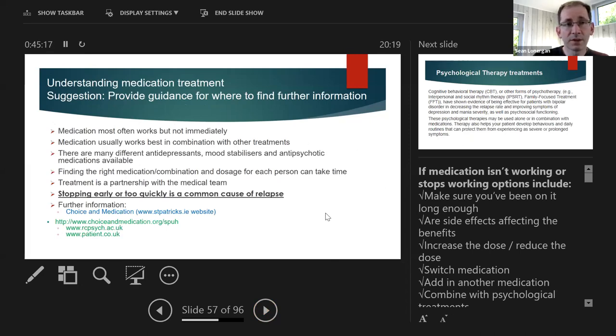So medication most often works, but not immediately. Medication usually works best in combination with other treatments. There are many different antidepressants, mood stabilizers, and antipsychotic medications available to instill hope, which is very important for anyone's resilience. Finding the right medication combination and dosage for each person can take time, and treatment is a partnership with the medical team. So those would be the key points to suggest you stress. And really emphasizing that stopping too early or too quickly is a common cause for relapse, and to share perhaps reliable sources of information for learning more about medications.